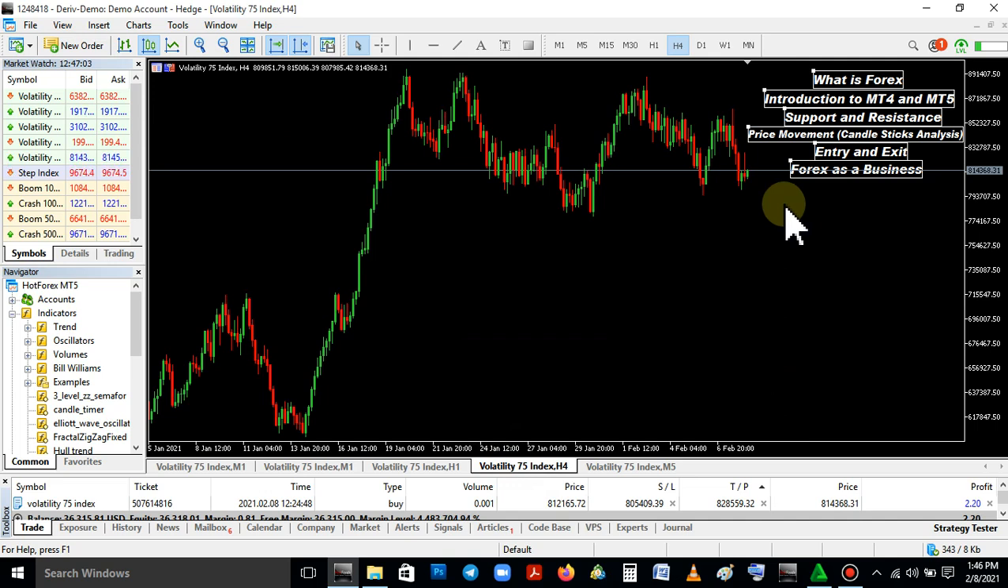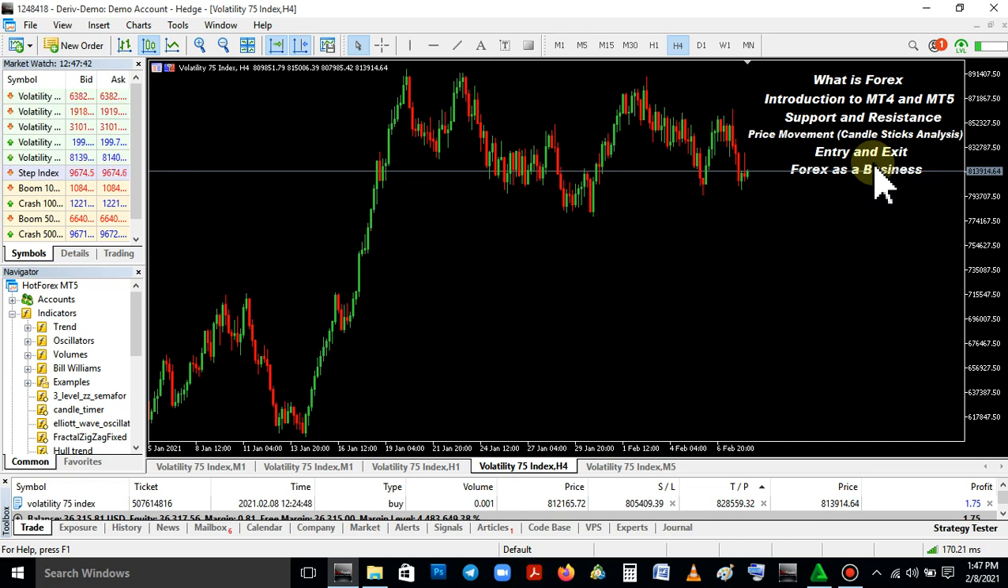Alright, without wasting much time, we get to our activity immediately. What you go through in this course are these: what is Forex, introduction to Forex, introduction to MetaTrader 4 and MetaTrader 5, support and resistance, price movement, which is candlestick analysis, then entry and exit. That is how you should enter a trade and when to exit a trade.